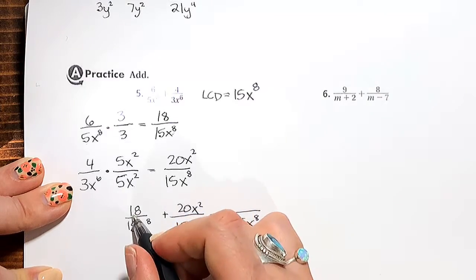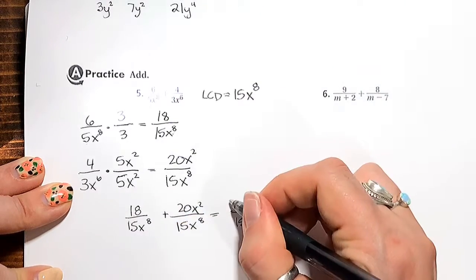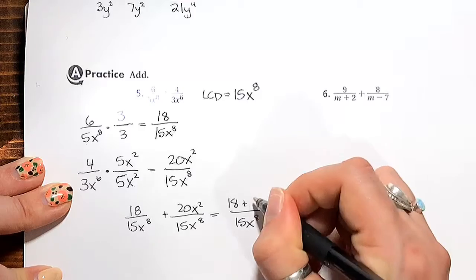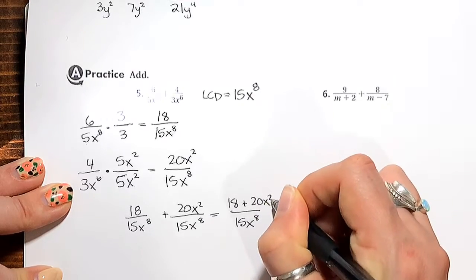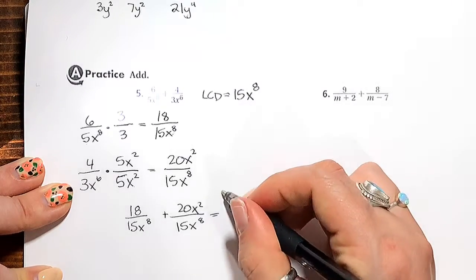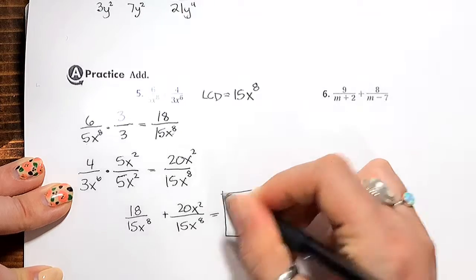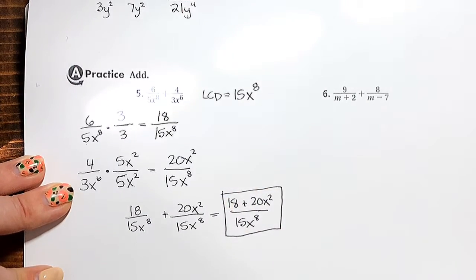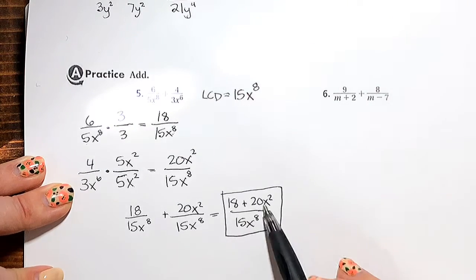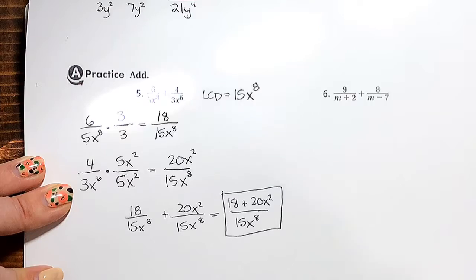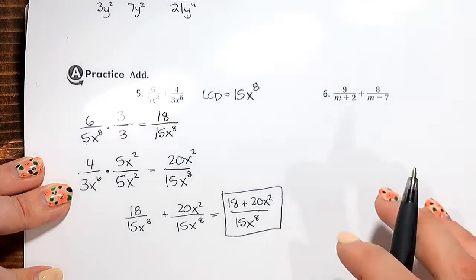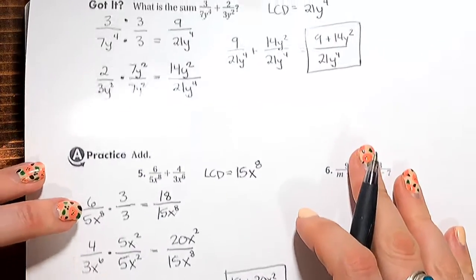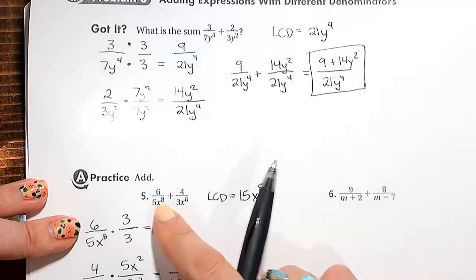And then on the top we get 18 plus 20x squared. So just like the last problem, the 18 and the 20x squared are not common, or not like terms, so we can't add those together. So since we can't add the 18 and the 20x squared, we just leave it. And then it looks like we can't reduce anything as well. There's not a common number or variable between all three terms, so we are done. So that's what you do on ones that have just one term on the bottom.